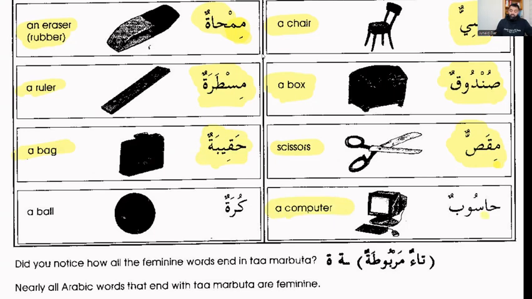Asub, Hasubun. Very good. Both of you. Well done there. Last one. A ball. Yeah. Kuratun. Quratun. Well done.